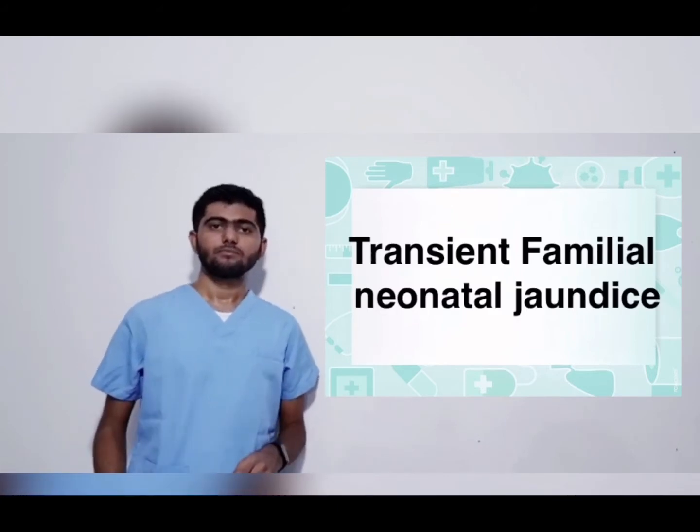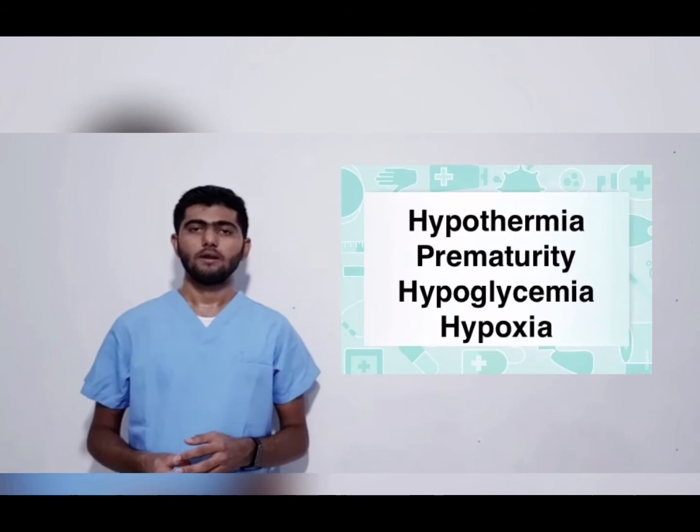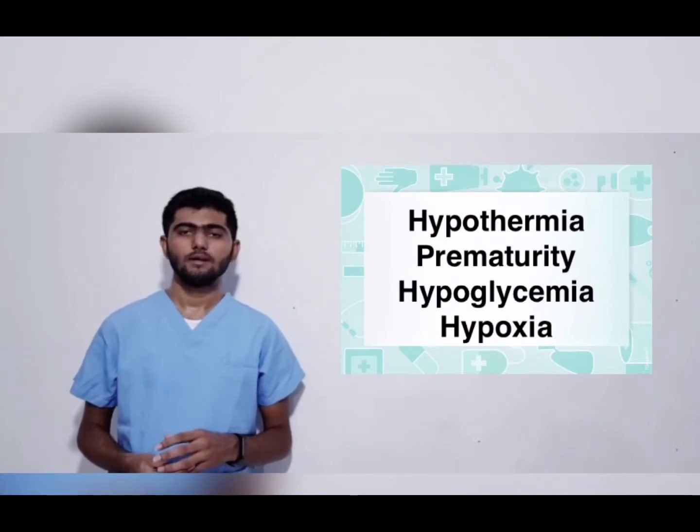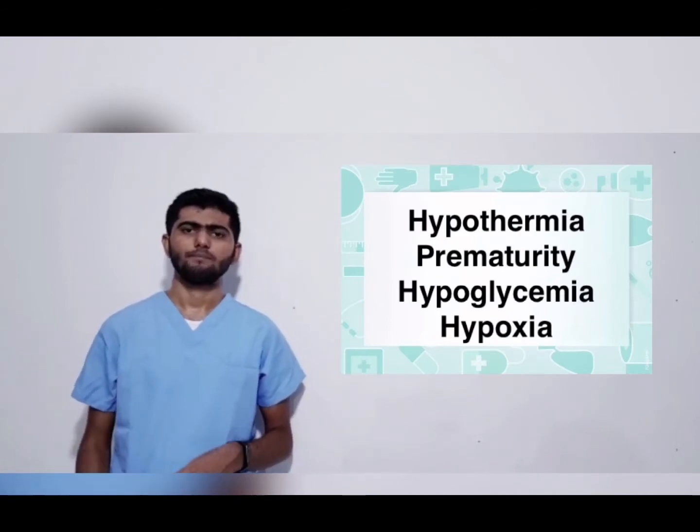and transitional familial neonatal jaundice. If the jaundice occurs after 24 hours and before 72 hours, then that is physiological jaundice. Usually physiological jaundice resolves automatically within 8 to 10 days. Examples as shown on the slide are hypothermia, prematurity, hypoglycemia, and hypoxia.